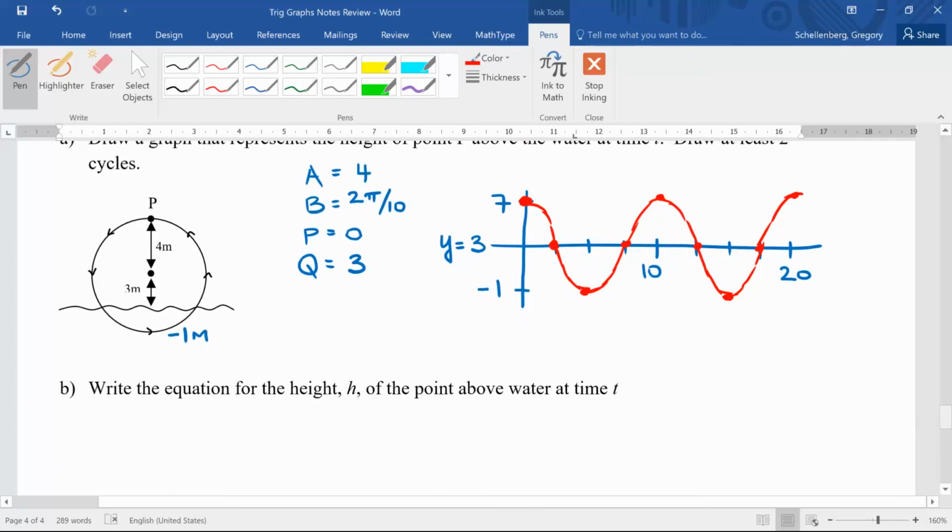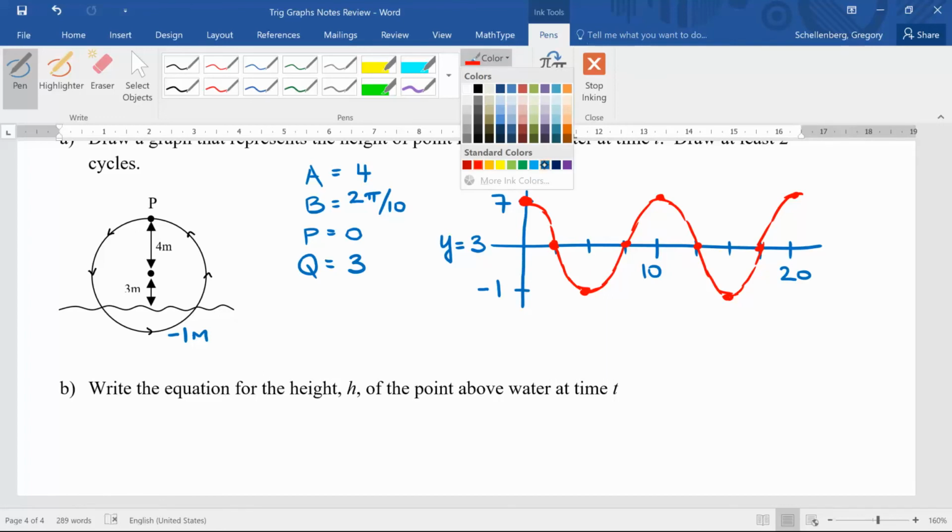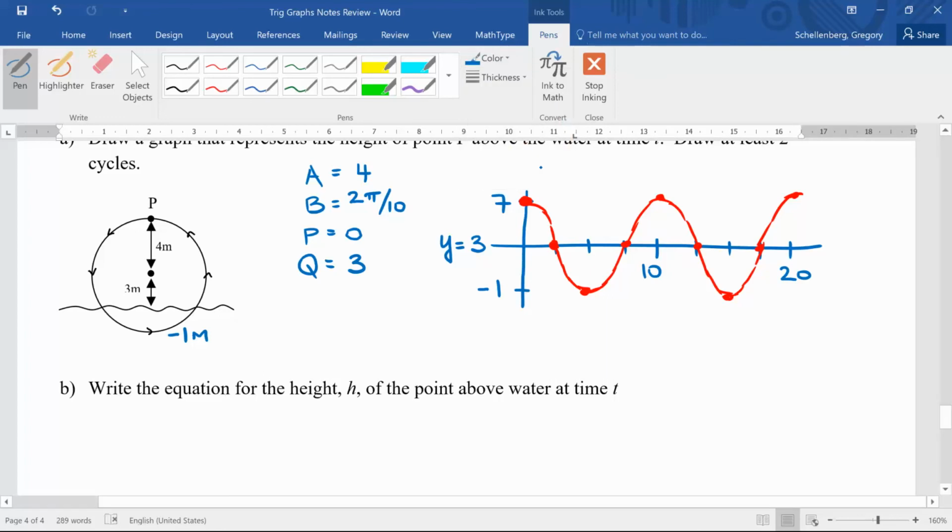Okay, so the next one is write the equation for height above the water at a time t. So we need to plug A, B, P, and Q into our formula. This is a positive cosine function. So we get h is equal to 4 times the cosine of 2 pi over 10 times t, plus 3.